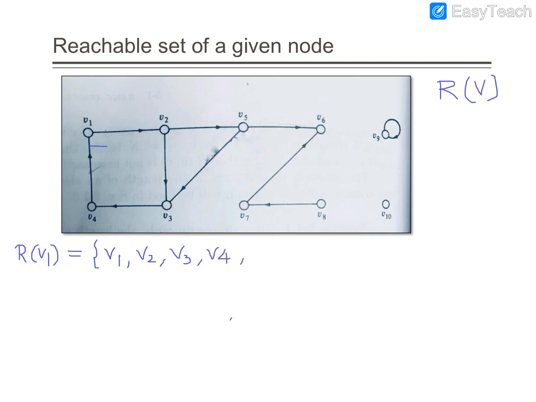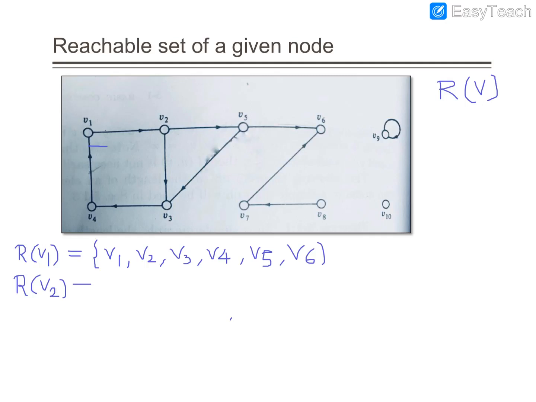Also V5 is reachable from V1, and V5 is also reachable to V1 using this direction. V6 is also reachable to V1, but V7 is not reachable to V1 due to the opposite direction, and V8, V9 and V10 are also not reachable. Therefore the reachable set of V1 is V1, V2, V3, V4, V5 and V6.